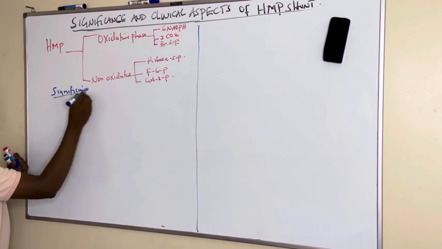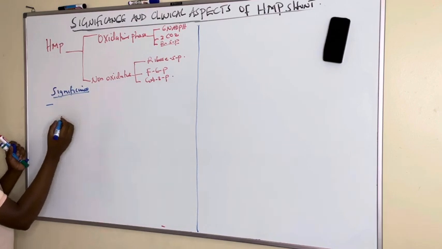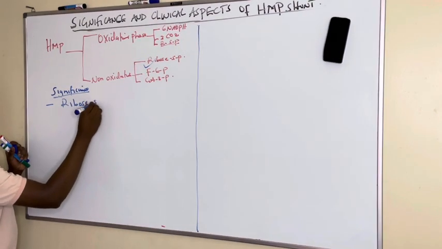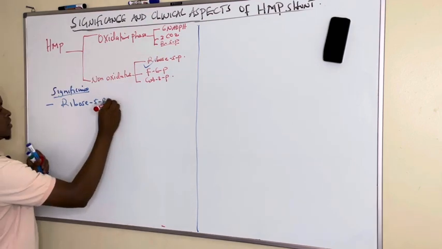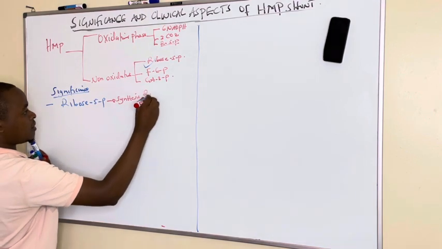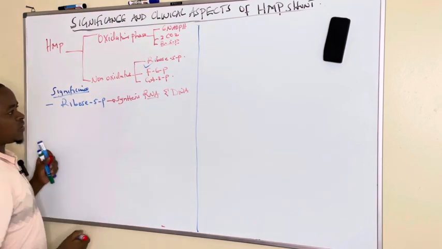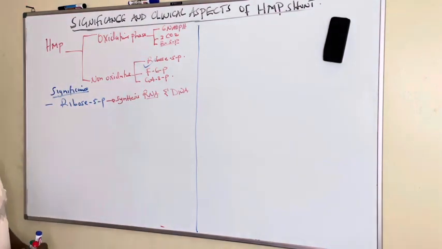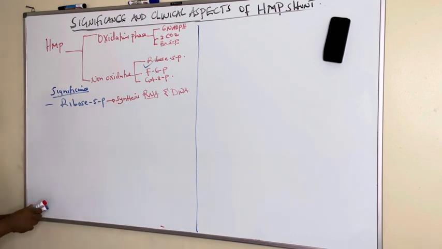Among the significances is production of ribose 5-phosphate, and this ribose 5-phosphate is very important in the synthesis of nucleic acids, like RNA and DNA. Because we know that RNA has ribose as its pentose sugar, whereas DNA has deoxyribose, synthesized from ribose, which is an intermediate of the hexose monophosphate shunt.